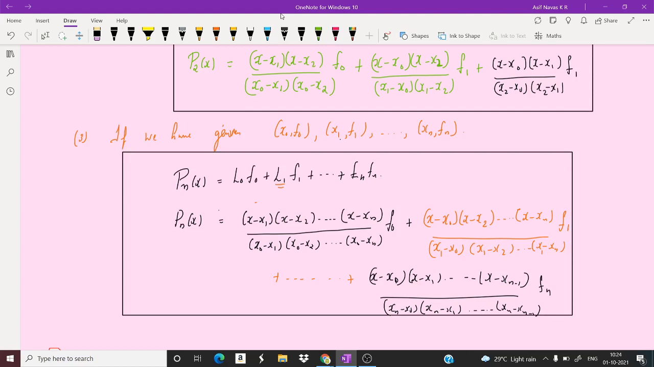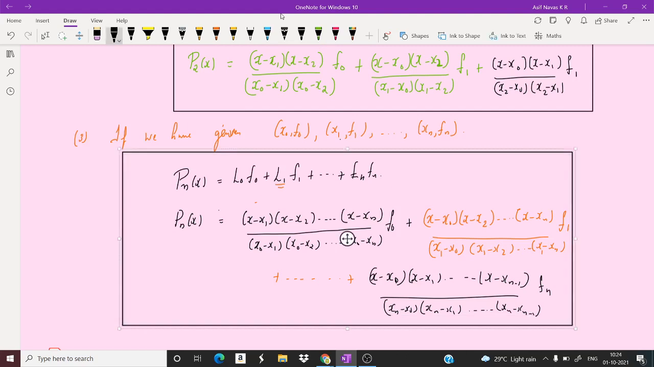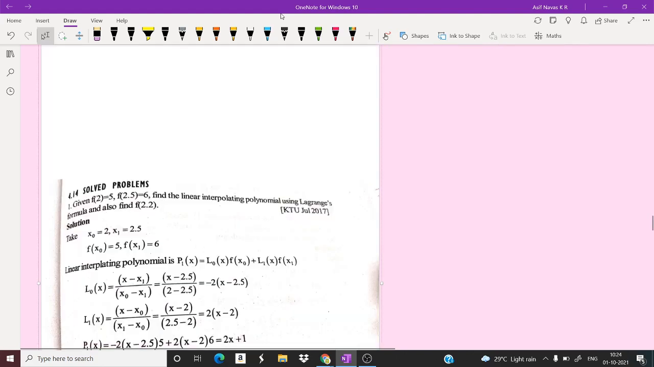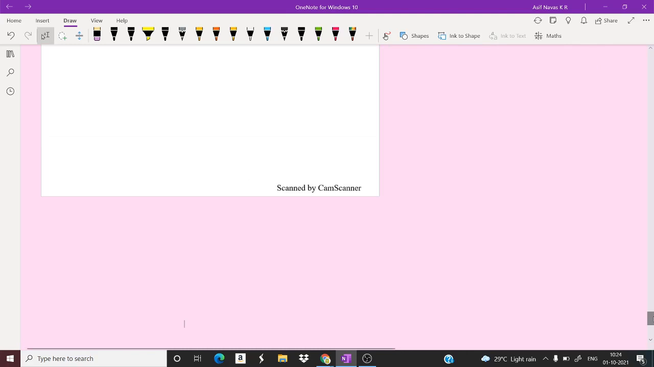So please note it down, write this formula. It's very important. If you have given n plus one values, you will get an n degree polynomial. If you have given two values, you will get a linear polynomial. So please note it down. You have to remember this formula. For numerical techniques, the only thing you have to do is remember the formula. So now we will do problems.